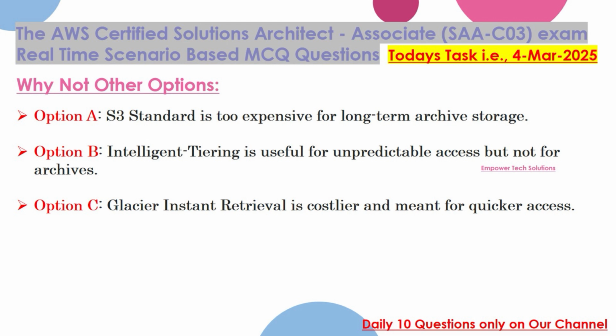Option B, Intelligent Tiering is useful for unpredictable access, but not for archives. Option C, Glacier Instant Retrieval is costlier and meant for quicker access.